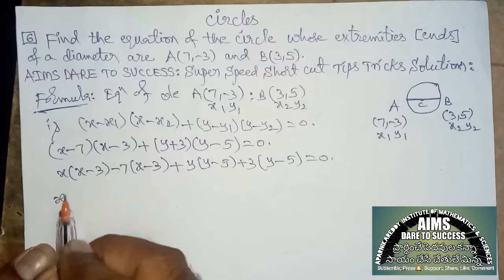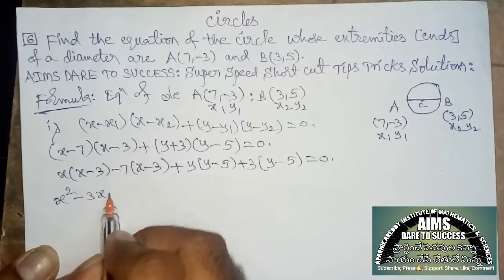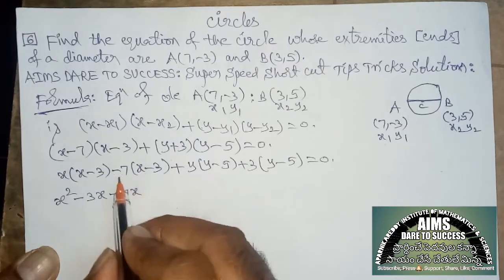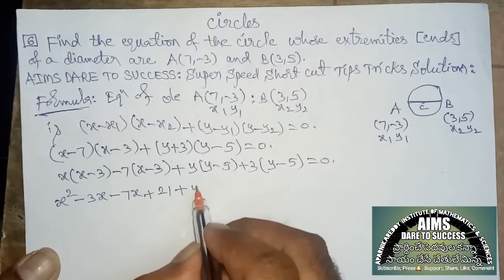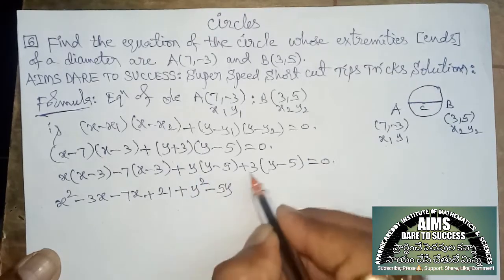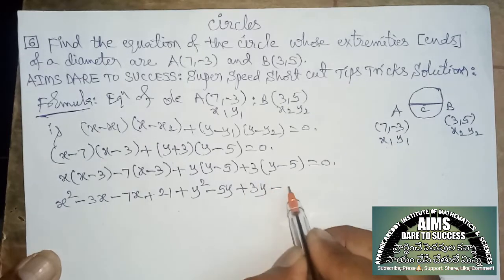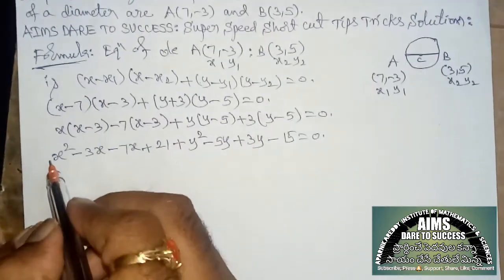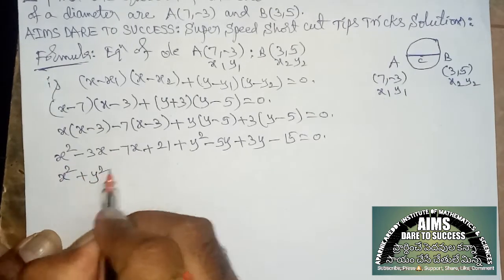Normal simplification: x into x is x square, plus into minus 3 into x is minus 3x. Then minus into plus minus, 7 multiply inside, 7 into x is 7x, minus into minus plus, 7 threes are 21. Plus y multiply inside: y into y is y square, plus into minus y into 5 is minus 5y, plus 3 multiply inside, 3 into y is 3y, plus into minus is minus, 3 fives are 15, is equal to 0.